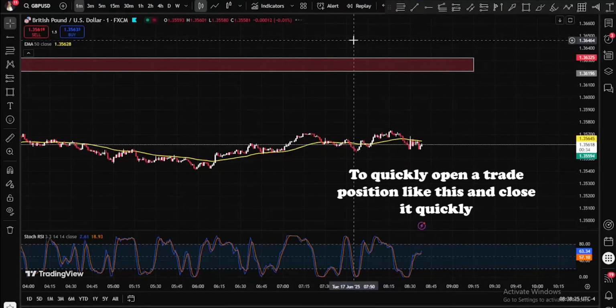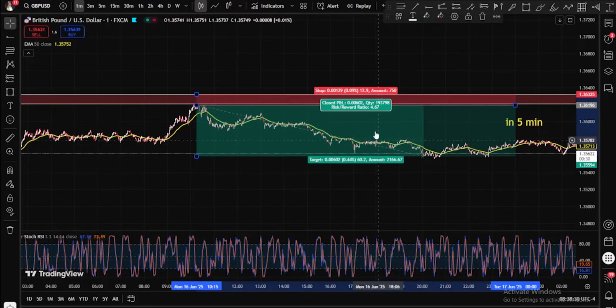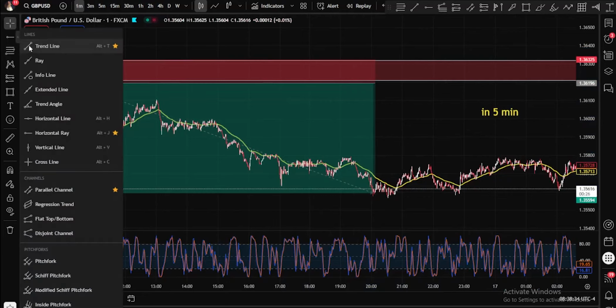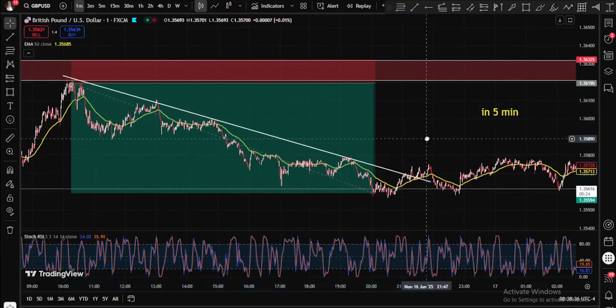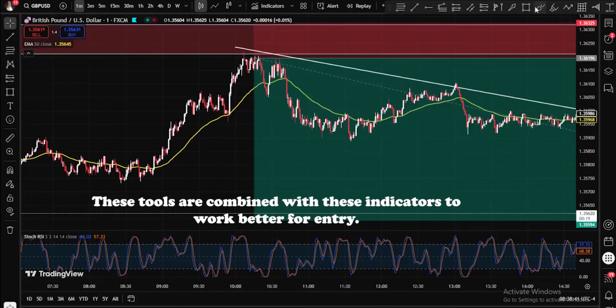If you are looking for a way to trade even if you don't have much time, this video is exactly for you. Our first strategy is to combine 3 exponential moving averages, EMAs, with the RSI indicator.